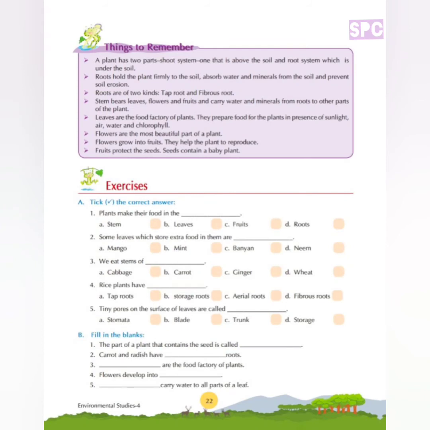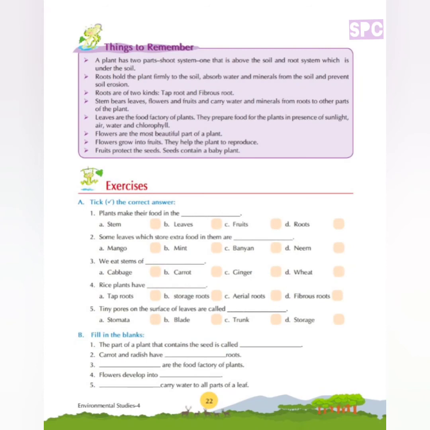Question number 2. Some leaves which store extra food in them are mango, mint, banyan or neem. So we all know that mint is the plant which stores its extra food in leaves. Question number 3. We eat stems of cabbage, carrot, ginger or wheat. So it is ginger. Ginger is a modified stem which we all eat. Question number 4. Rice plant have dash. Taproot, storage root, aerial root or fibrous root. So rice plants have fibrous root.